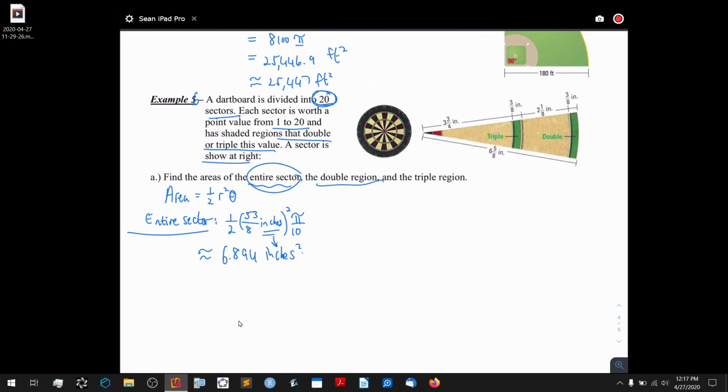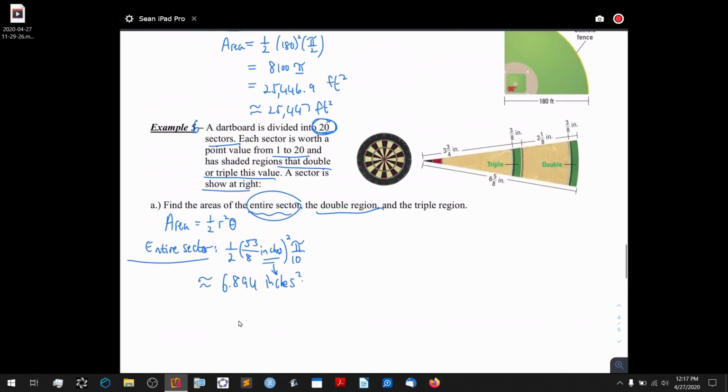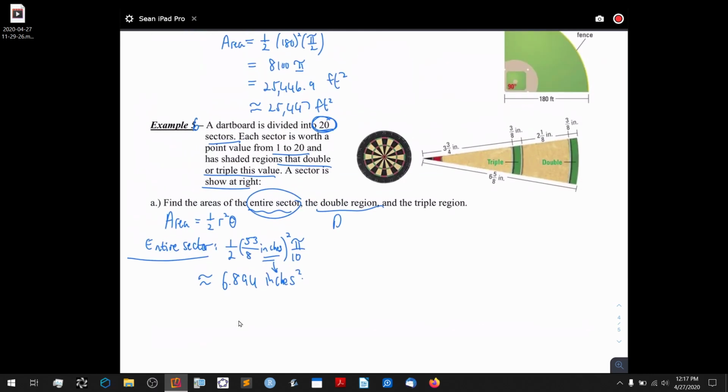Okay, it says a double region. So find the area of the double region. Ooh, this is a bit more tricky. The double region is just this little thing here. How can you do that? Think about it. Pause the video, think about it, try and do it yourself. Don't let me do everything for you. If you figured it out, you can check if you did what I did.